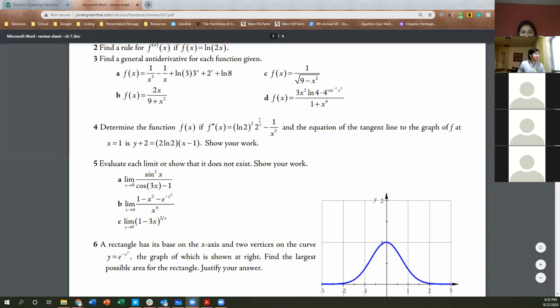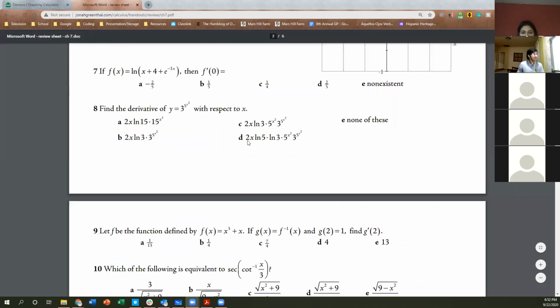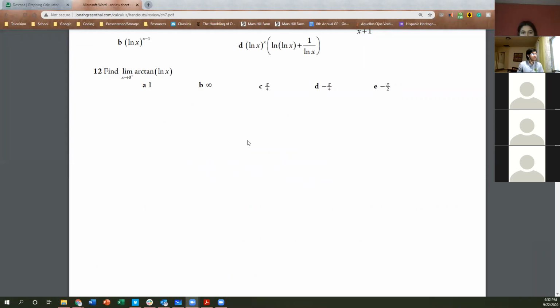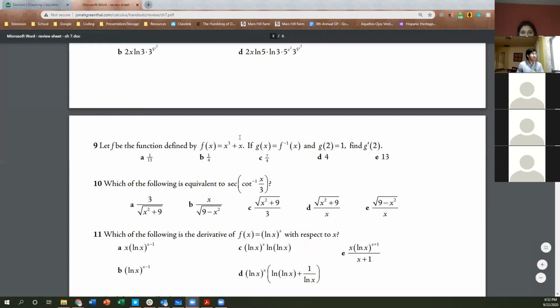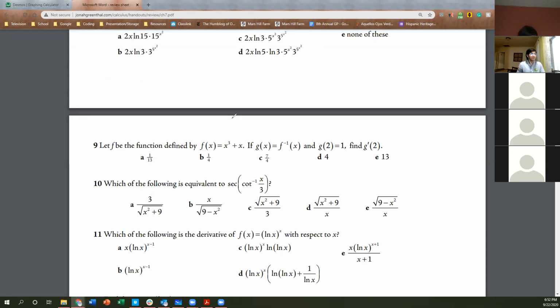I thought there was going to be stuff about inverse functions in here. Apparently that's not in here. Wait, never mind, there is. Let's try this one. Let f be the function defined by f of x equals x cubed plus x. If g of x equals f inverse of x and g of 2 equals 1, we need to find g prime of 2. Okay, all right. So f of x equals that, right? So what is f inverse of x equal to? Wait, we don't actually need to know that.